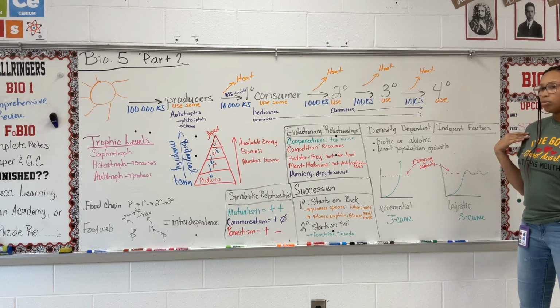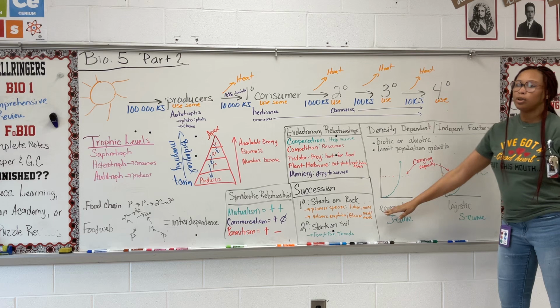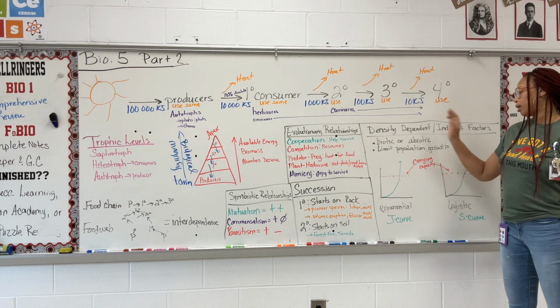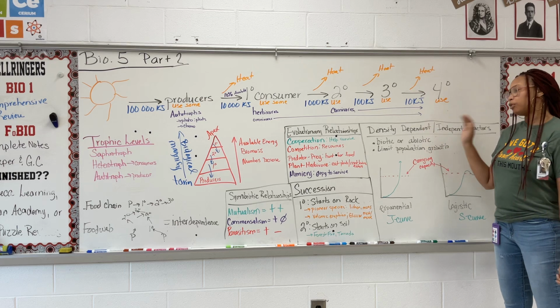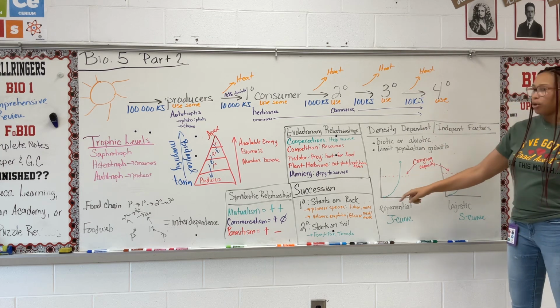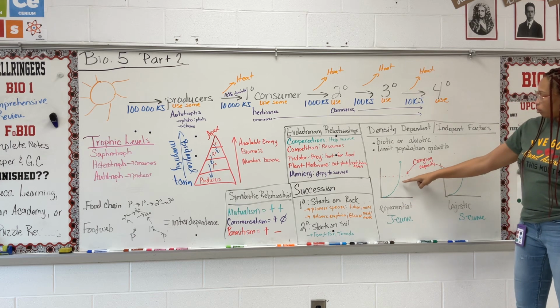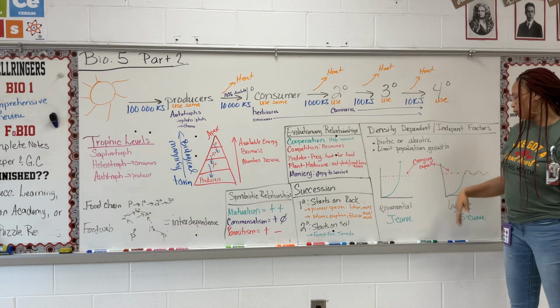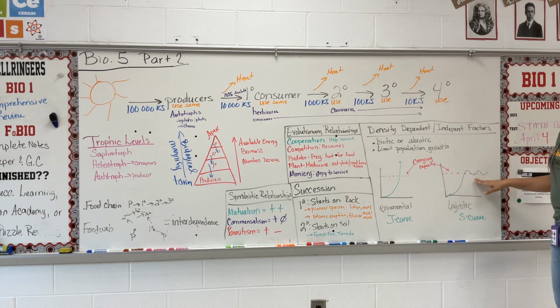Now, the desired pattern would be an exponential growth curve, right? Which creates this J curve where there are no predators or there's ample food supply and living space. And so we see this exponential growth where the organism begins to grow and it continues to reproduce as much as it needs to or wants to. But what we tend to see in nature, honestly, is logistic growth, which creates this S curve.